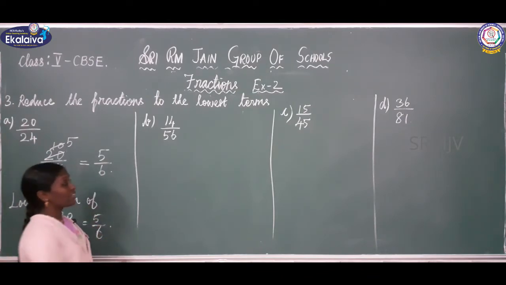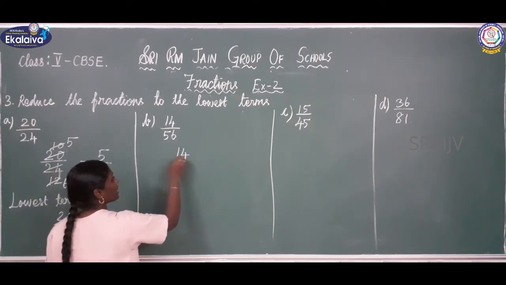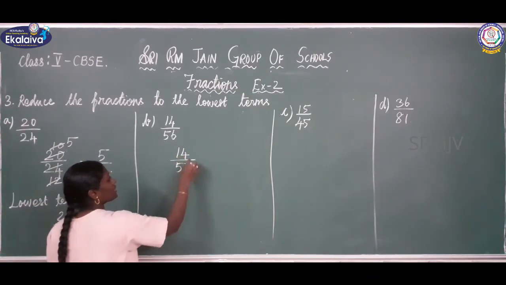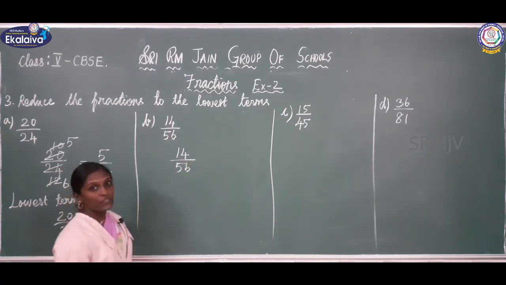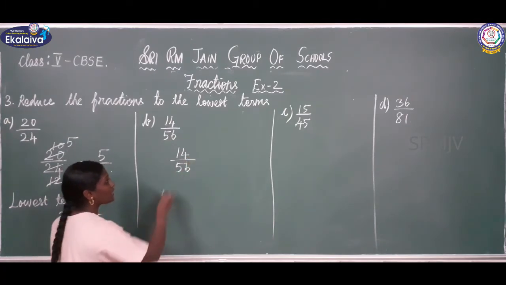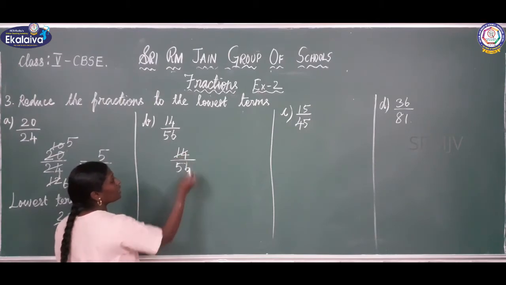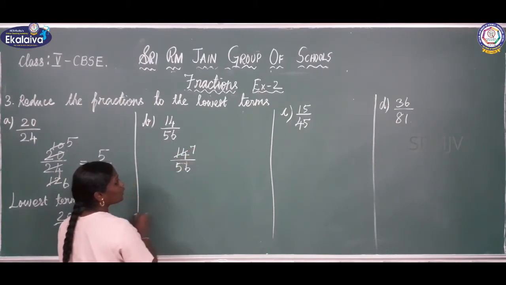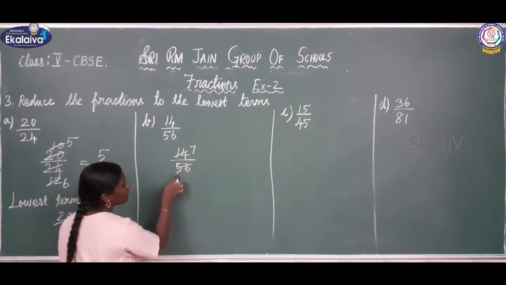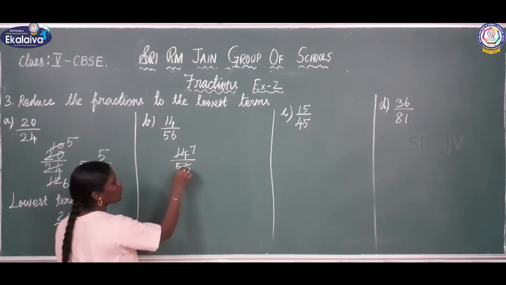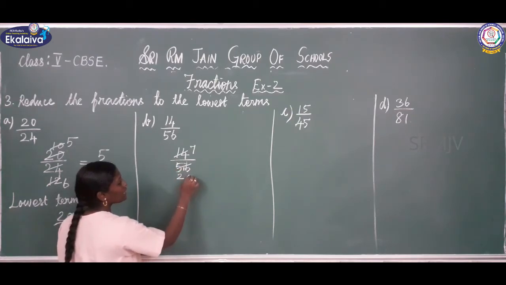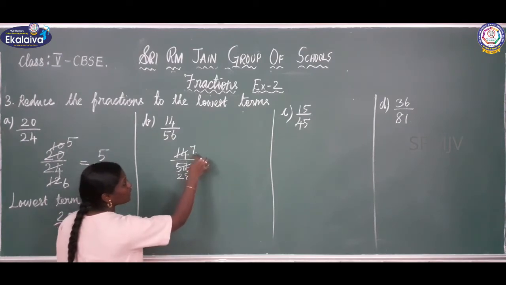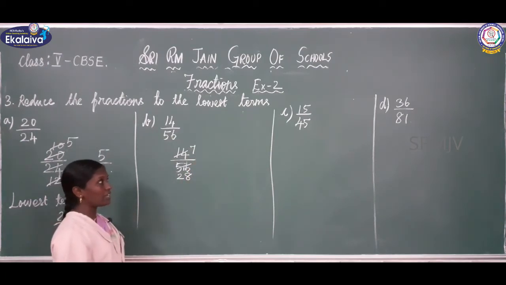Then the next second fraction 14 by 56. See the numbers 14 and 56 are the even numbers. So we can reduce it in 2 table. In 2 table 7 times 14. Here in 2 table in 5, 2 2s are 4, remainder 1 in 16, 8 times. Now we got 7 and 28.